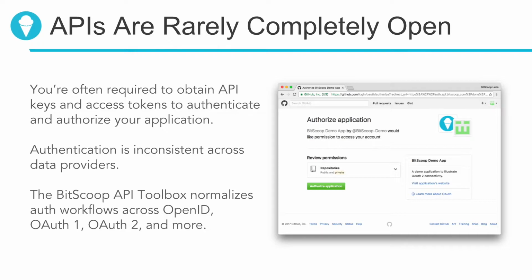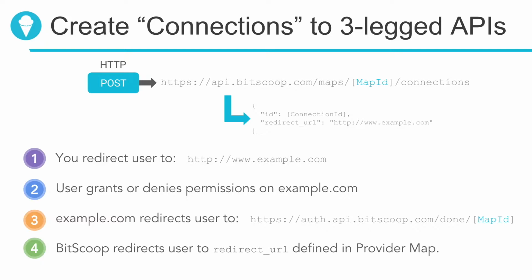If you've never gone through this process yourself yet, you're probably at least still somewhat familiar with it if you've ever signed into an app using something like Google or Facebook. Unfortunately, implementing these workflows can be a bit of a pain, as you might expect. But using the BitScoop API Toolbox, you can normalize the different auth workflows like OpenID, OAuth 1, and OAuth 2 to make your job as an application developer as easy as possible. So how does the BitScoop API Toolbox normalize these auth workflows?